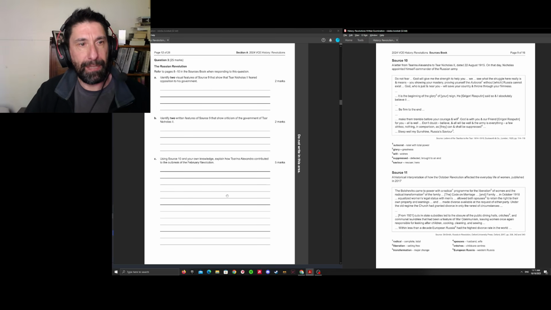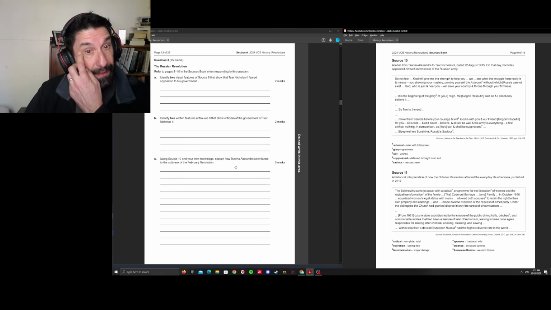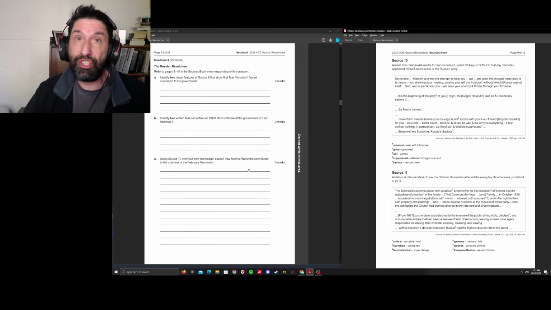But anyway, getting back to this: 125 words, you have to refer to the source, quote the source at least once, and include your own knowledge as well. You start with a contention. Explain how Tsarina Alexandra contributed to the outbreak of the February Revolution. A contention such as: Tsarina Alexandra contributed to the outbreak of the February Revolution by undermining the authority of the Tsar. That could be a response, okay?